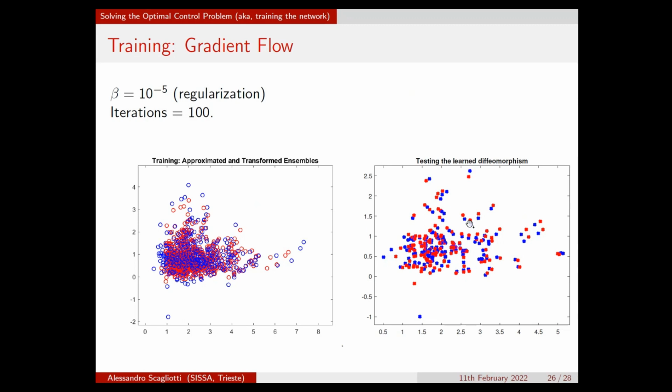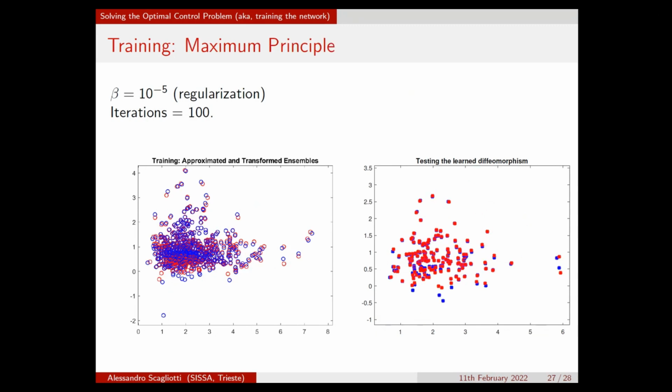Now here we have, on the other hand, the approximation provided by the maximum principle. I also ran 100 iterations in this case, and as you may see, the approximation is better than the one provided by the gradient flow method. This is essentially due to the fact that the per iteration decrease is higher in the algorithm involving the maximum principle.